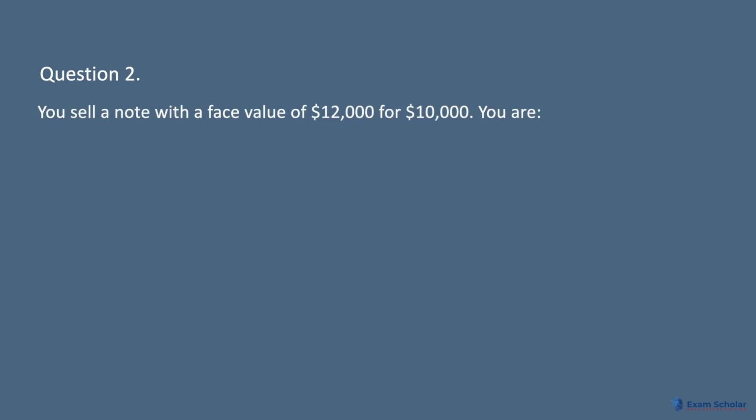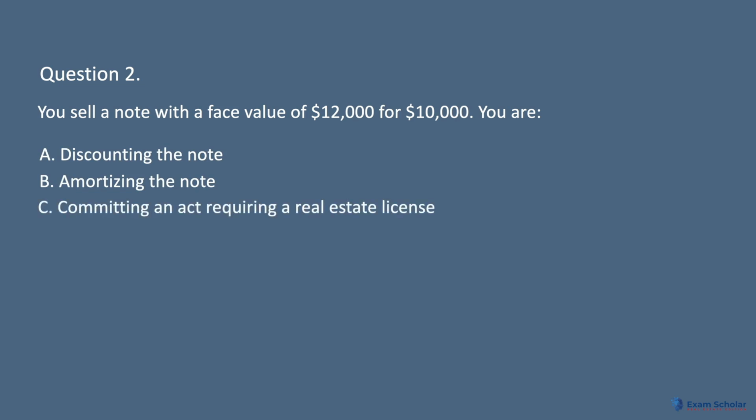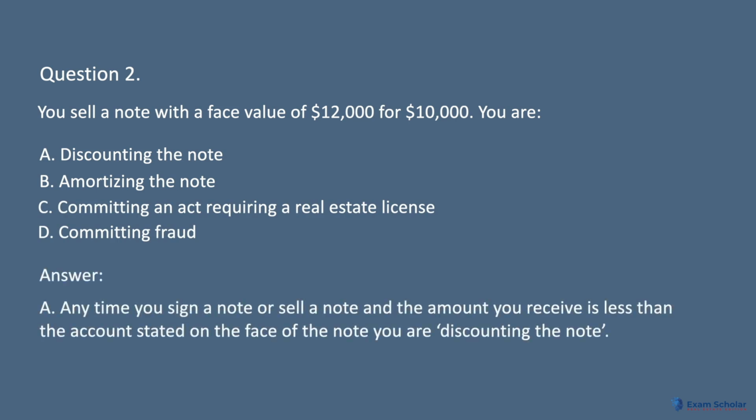Question 2. You sell a note with a face value of $12,000 for $10,000. You are A. Discounting the note. B. Amortizing the note. C. Committing an act requiring a real estate license. D. Committing fraud. Answer: A. Any time you sign a note or sell a note and the amount you receive is less than the amount stated on the face of the note, you are discounting the note.